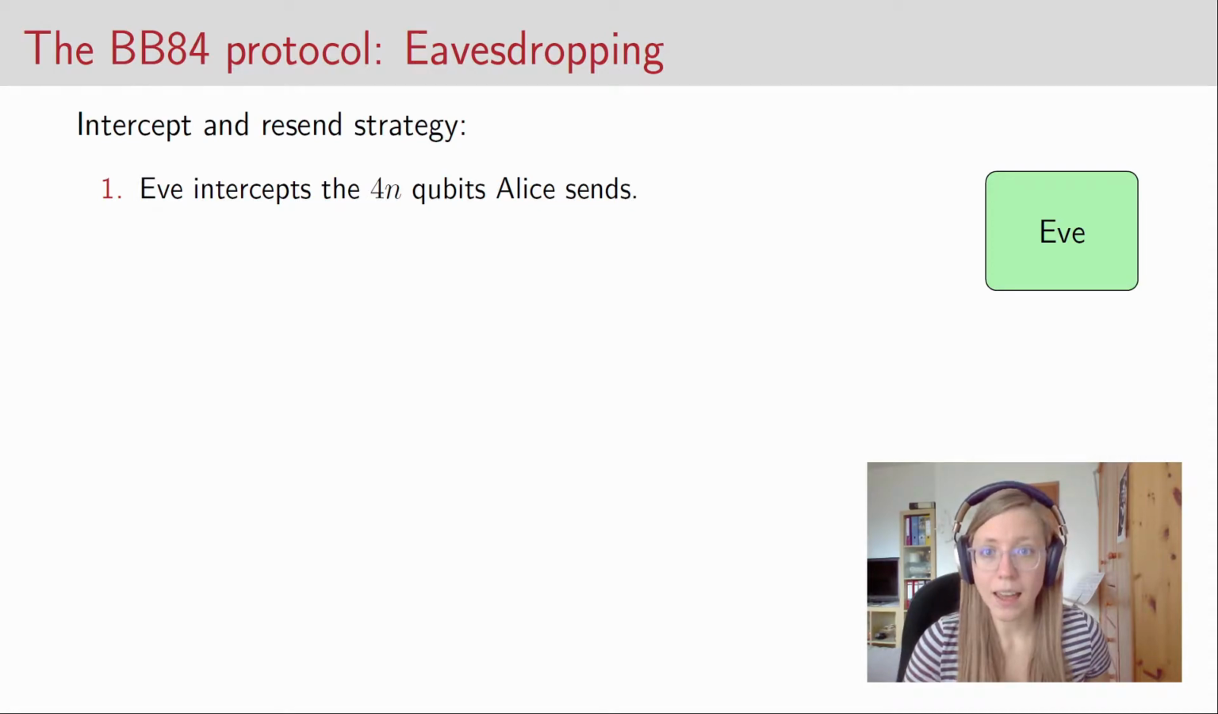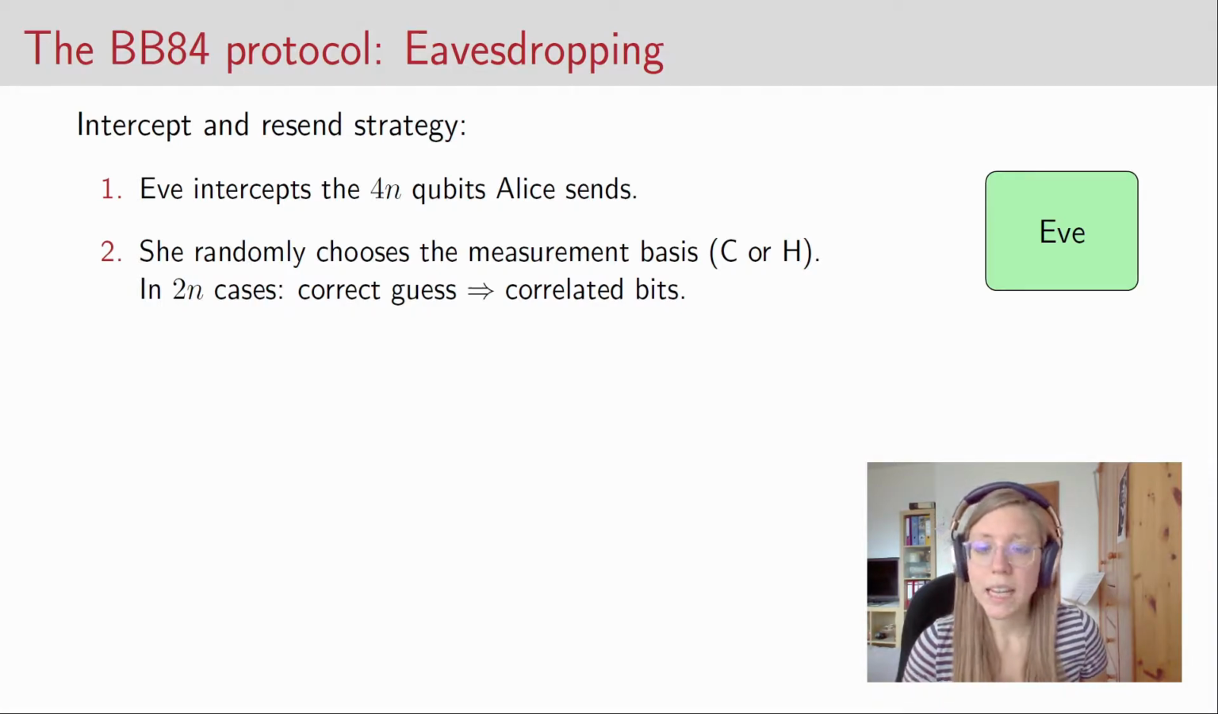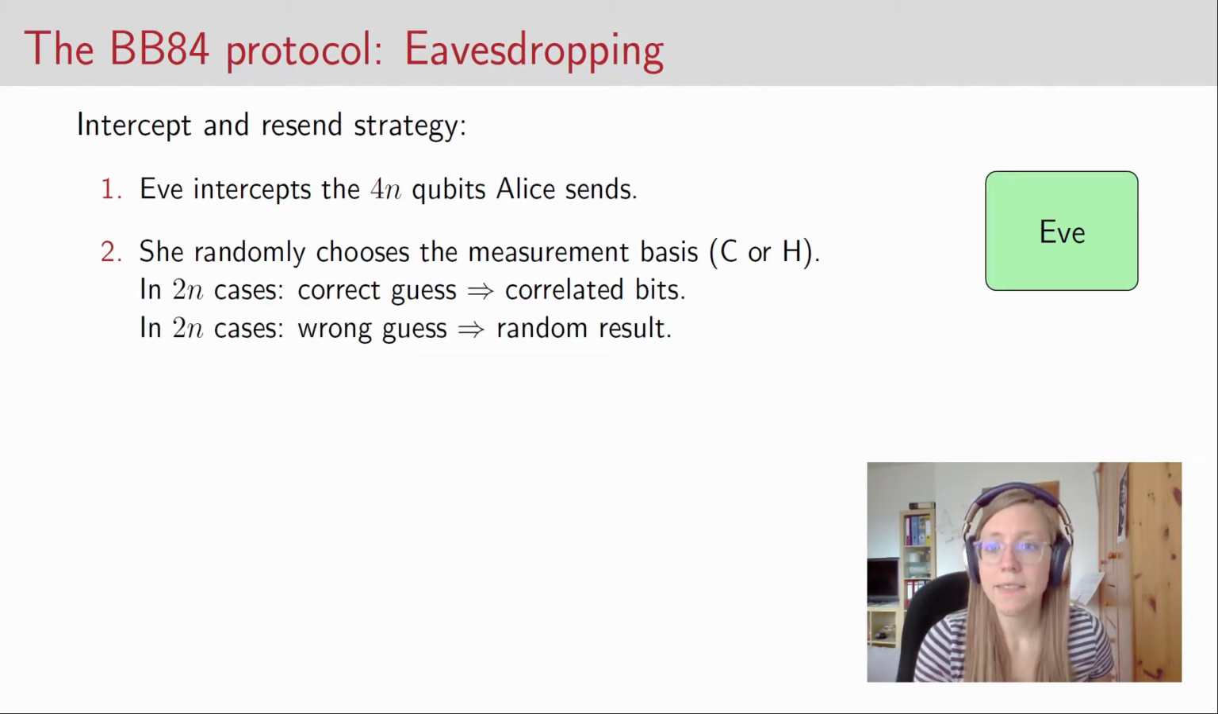Eve, and because she has no idea which basis Alice has chosen to encode the qubits in, she just has to guess the basis. So she randomly chooses the measurement basis, either the computational basis or the Hadamard basis, and gets some result. In half of the cases, which is 2n cases, she guesses correctly. So the result she gets, her bits, are perfectly correlated with Alice's bits. In the other 2n cases, she has the wrong guess, so the result she gets is completely random.